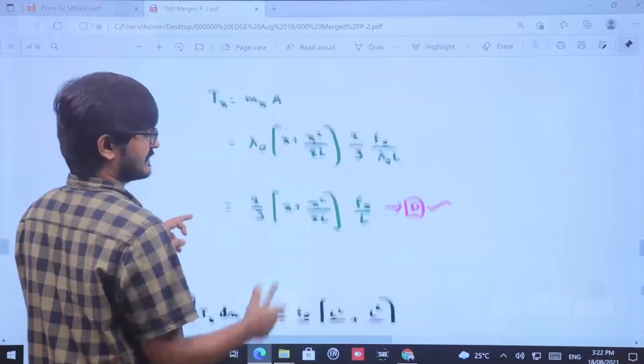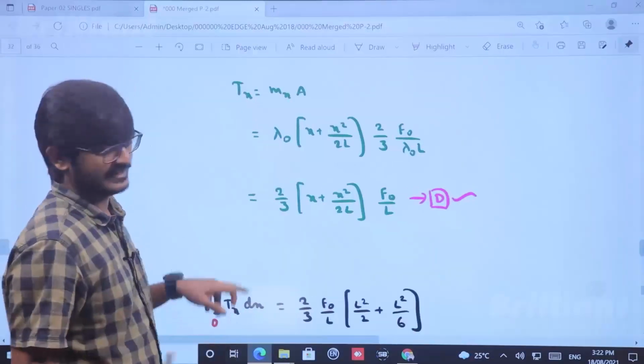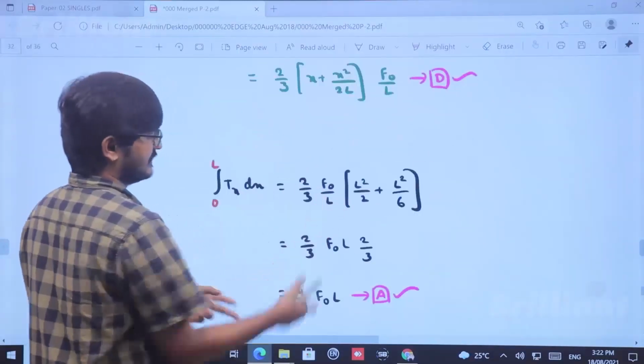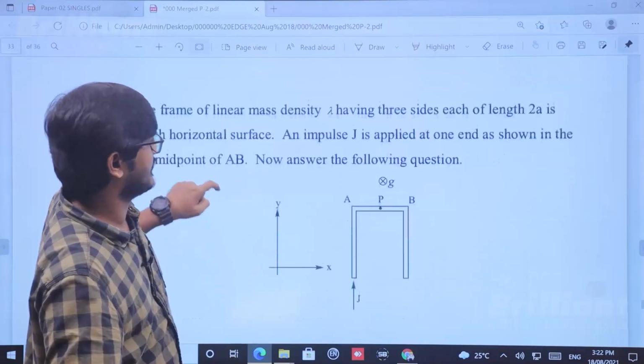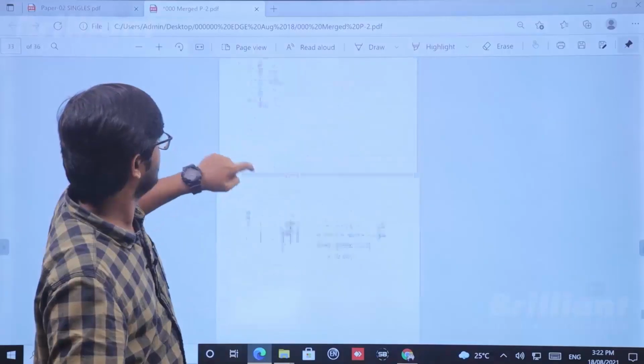That mass times acceleration, you will be getting the required answer. They have asked to integrate this one with dx. That's again math, you can do it. Next question, you can pause and you can read the question. I will be just going to the solution.